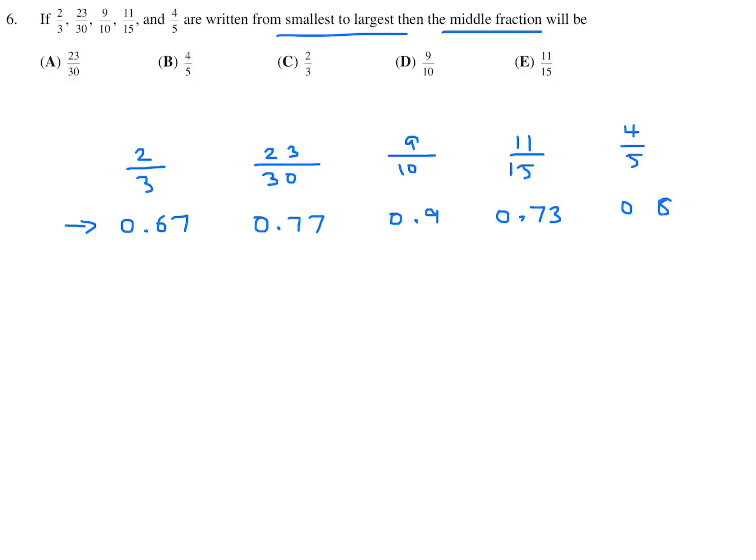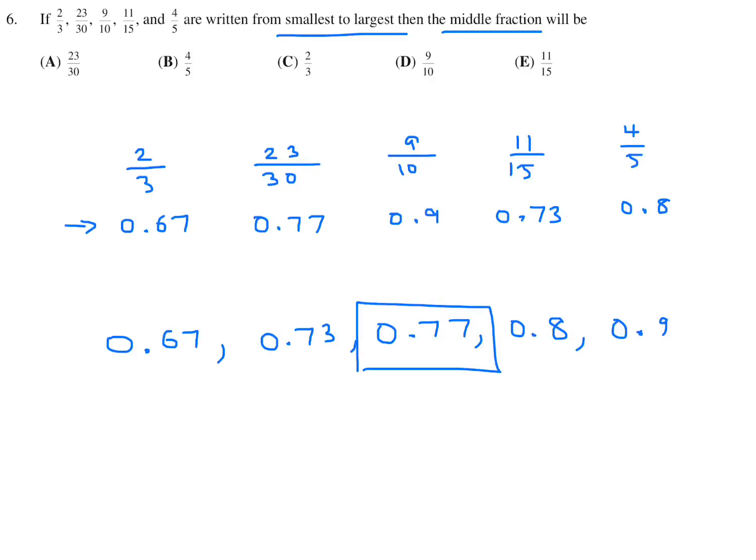So now I think it's easier to arrange these in order from smallest to largest. Which one of these is the smallest? 0.67. And then the next one is 0.73, next one 0.77, then 0.8, and then finally 0.9. So which one is the middle one? It's this one, 0.77. And the fraction that represents that is 23 over 30. So the answer to number 6 is A.